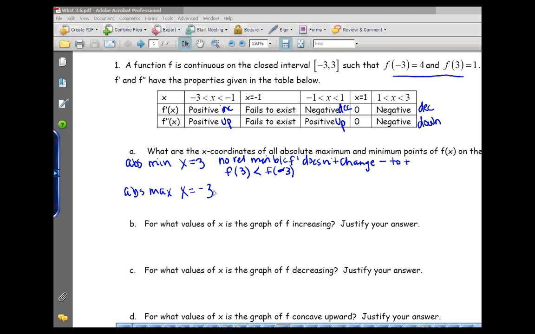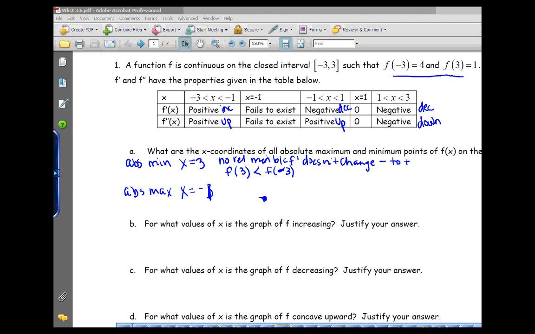I'm sorry, it's at x equals negative 1. Sorry. Just making sure y'all are paying attention. My pen's jumping around too. Okay, sorry. So at x equals negative 1.